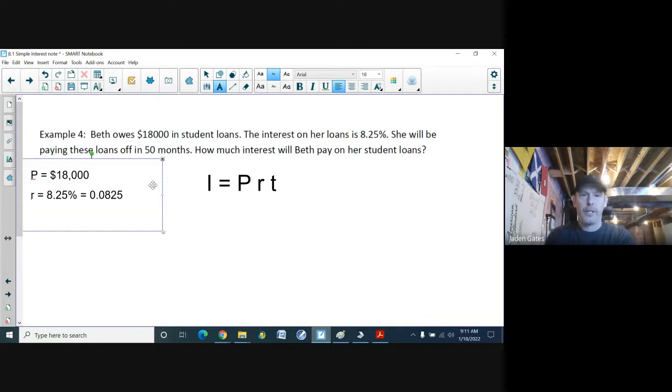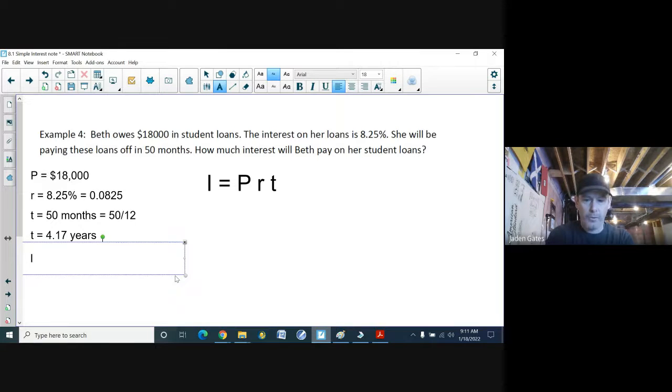So I end up with 0.0825. Time. We have time is 50 months. But again, we need to have our time in years. So I'm going to take that 50 and divide it by the fact there are 12 months in a year. And so my T in years is equal to 50 divided by 12, I get 4.17 years.